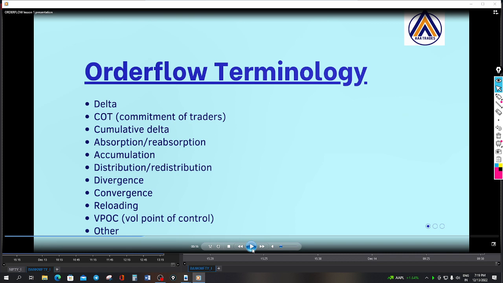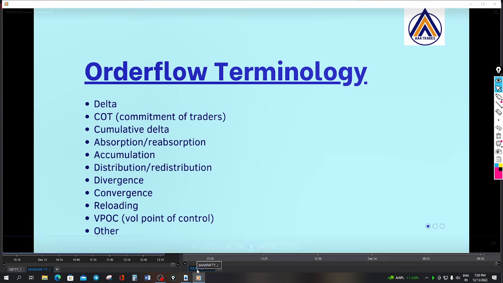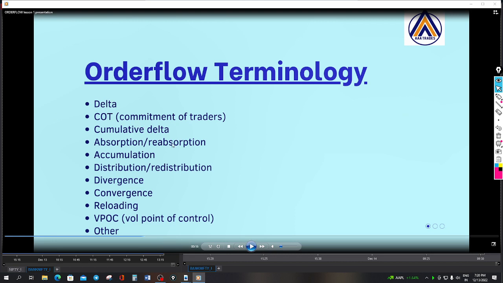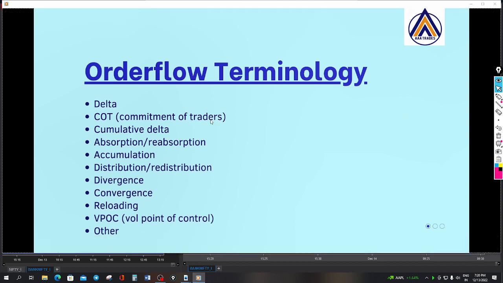So let us go into the terminology, that is the words used in order flow. Usually these are the words used, although they are similar to already used words. One is the delta, second one is COT, commitment of traders. Whenever we refer to COT, it means commitment of traders.